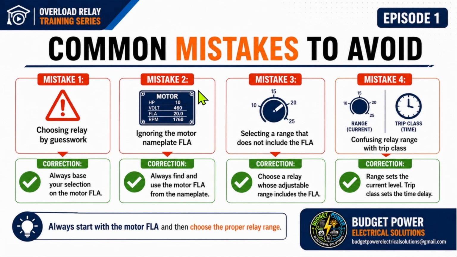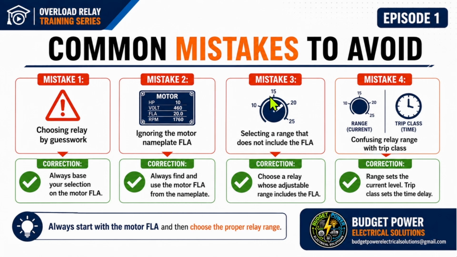We sometimes make common mistakes. Check common mistakes to avoid. Mistake 1: choosing the relay by guessing. No, we cannot do that. Always base your selection on the motor FLA. Mistake 2: ignoring the motor nameplate. We cannot ignore the motor nameplate. Correction: always find and use the motor FLA from the nameplate.